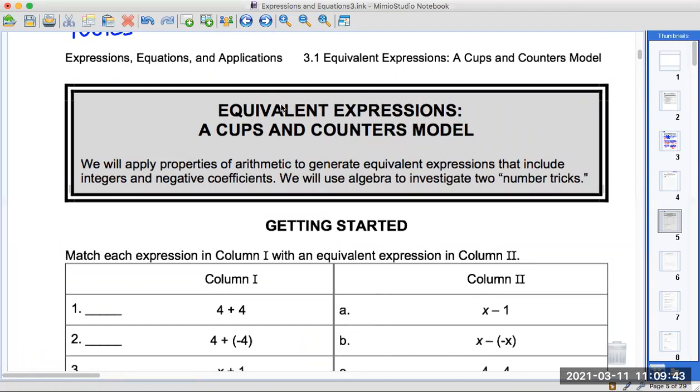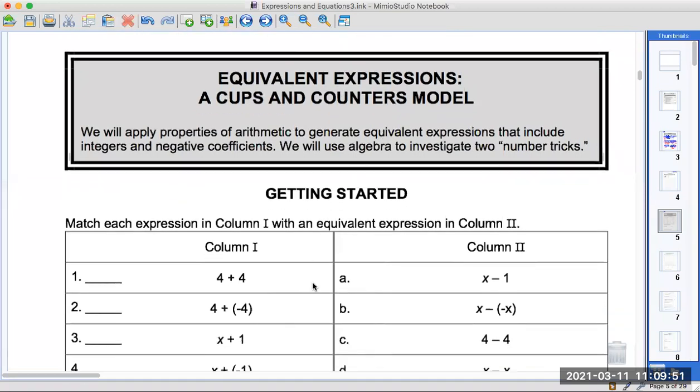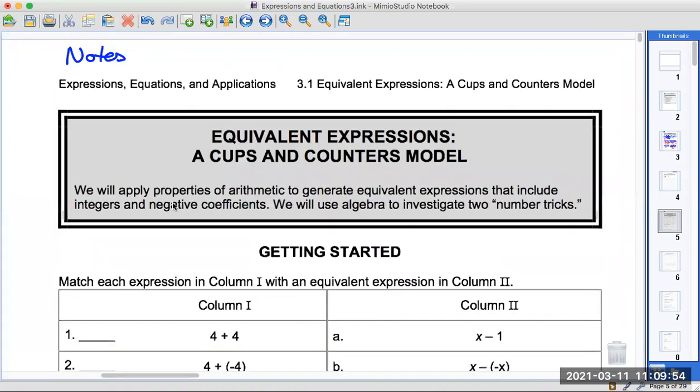Equivalent expressions are the same expressions. They might look different, but they're really the same value. A cups and counters model: I don't see any cups and counters here, but they come later. We will apply properties, remember that's rules, of arithmetic. Arithmetic is adding, subtracting, multiplying and dividing numbers to generate equivalent, equal expressions that include integers, which are whole numbers, including 0 and all the negative numbers, and negative coefficients.